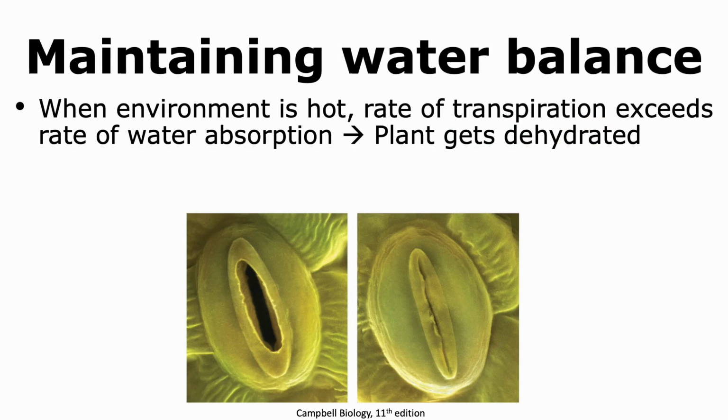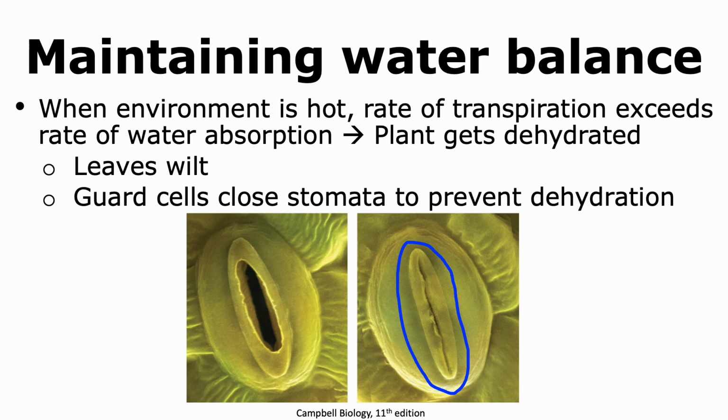Plants must have mechanisms to regulate the rate of transpiration and the rate of water absorption from the roots. In scenarios where the environment is hot, the rate of transpiration usually exceeds the rate of water absorption. In such scenarios, the plant gets dehydrated, and we can observe this dehydration in the form of the wilting of leaves. In such scenarios, the plant will cause the guard cells to close the stomatal openings to prevent water loss.